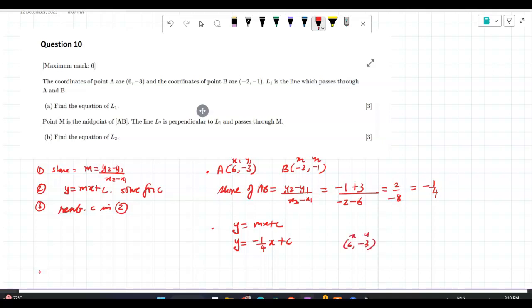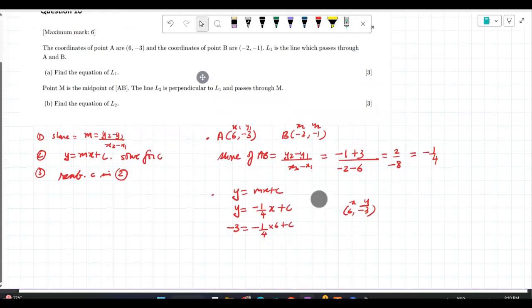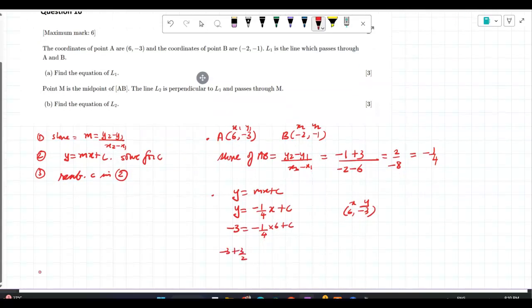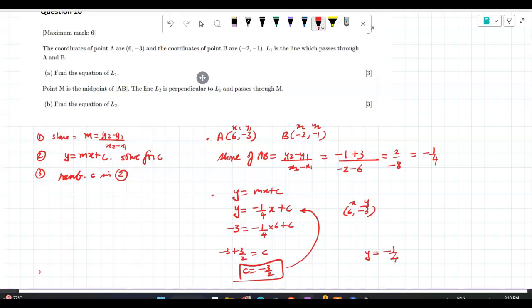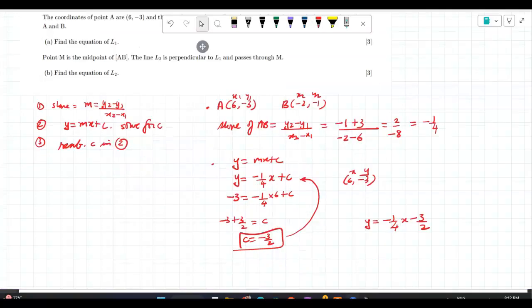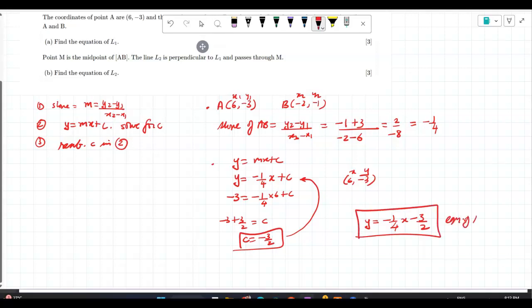So your x value would be 6. Can you use your calculator to solve it? I mean for c. How can you solve for c? You substitute minus 3 and put it in. Put the c back, and don't forget to put the c back, the third step. So the equation of L1.